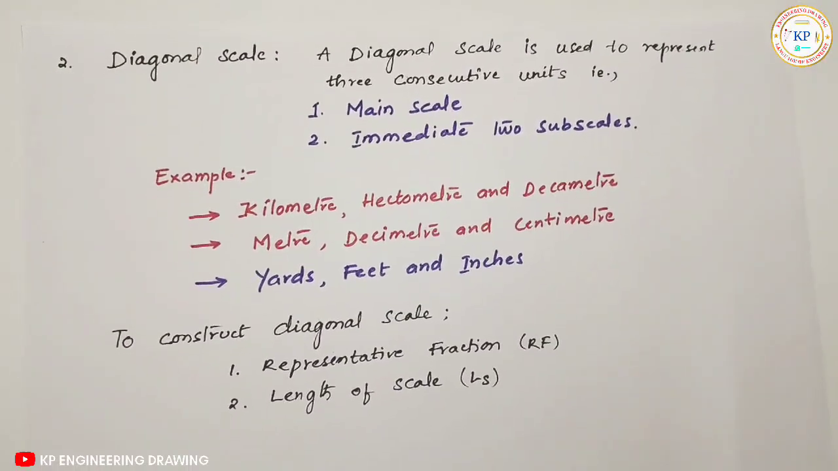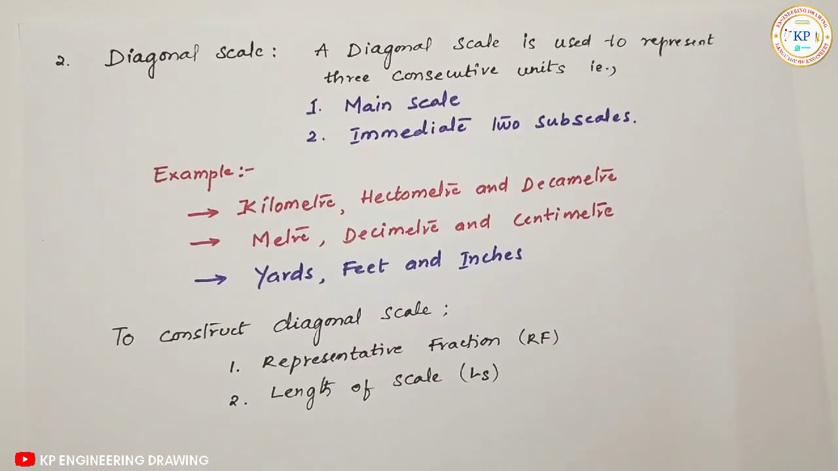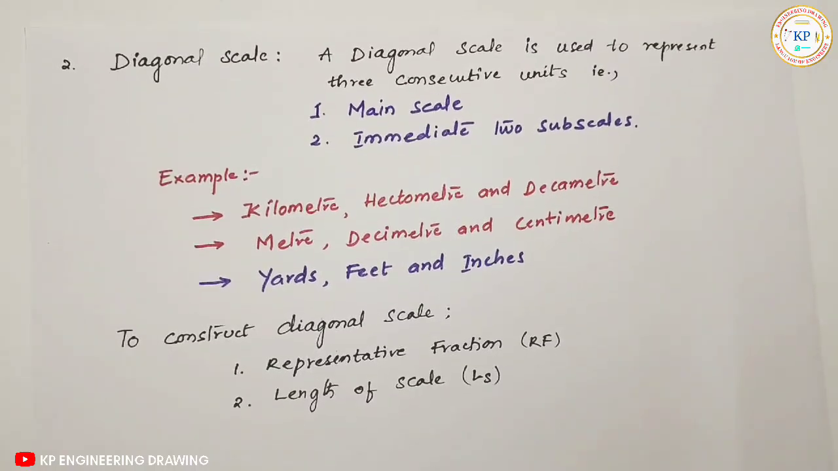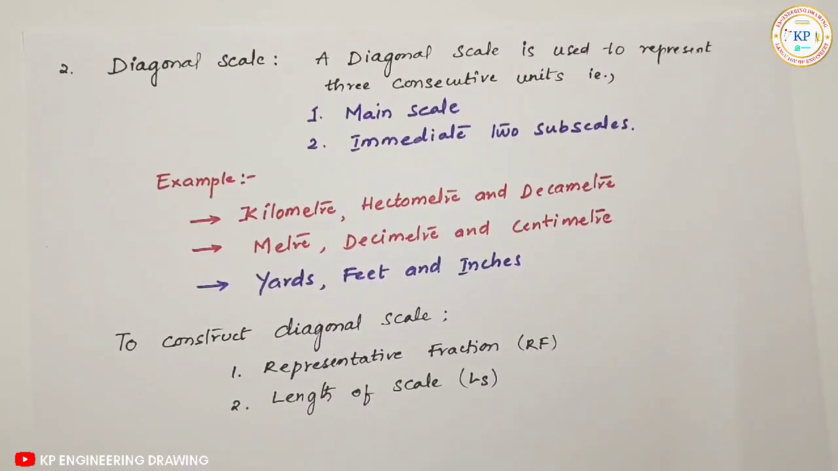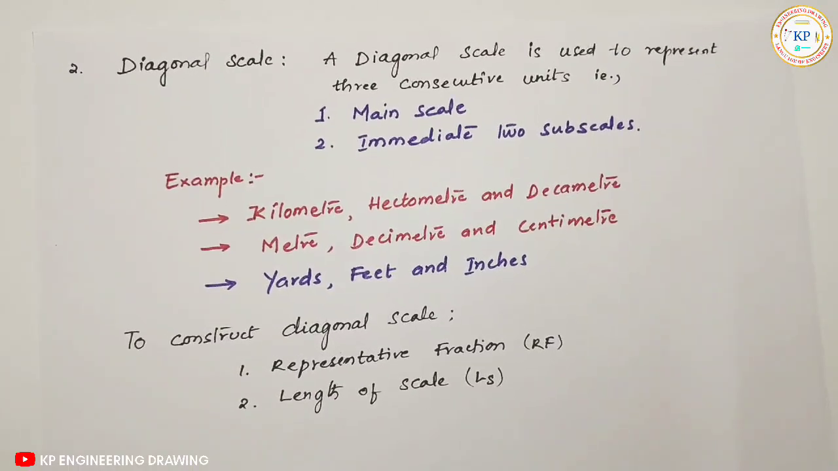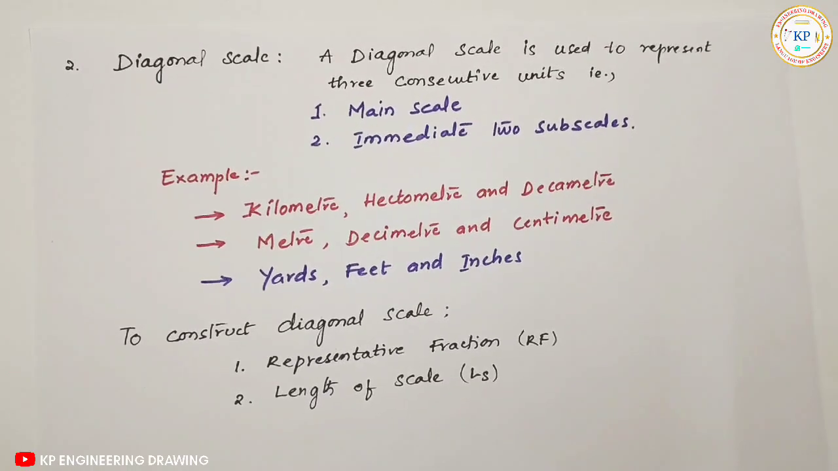Today we'll do some problems on diagonal scales. In the previous class we discussed plane scales. We solved 4 problems on plane scales, that is in the metric system for linear measurement and also the British system for linear measurement. So today we'll see diagonal scale.